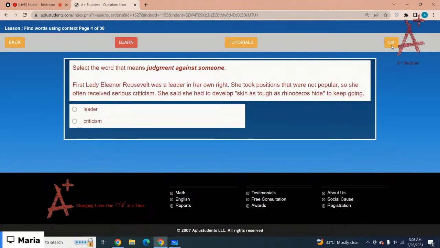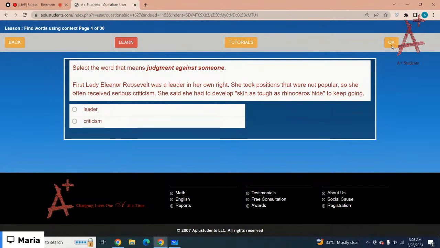Select the word that means judgment against someone. First Lady Eleanor Roosevelt was a leader in her own right. She took positions that were not popular, so she often received serious criticism. She said she had to develop skin as tough as rhinoceros hide to keep going. Which is the correct option?